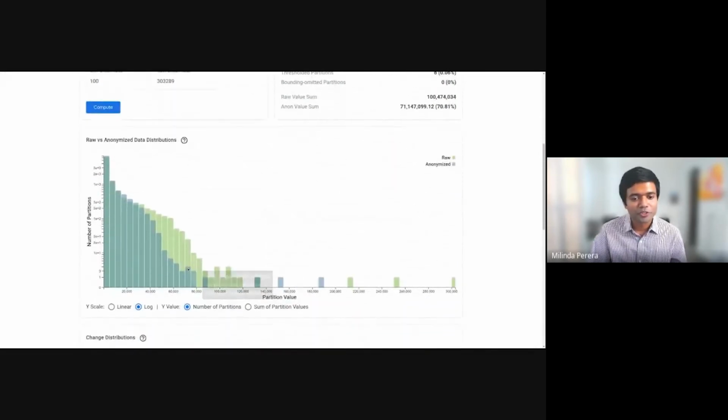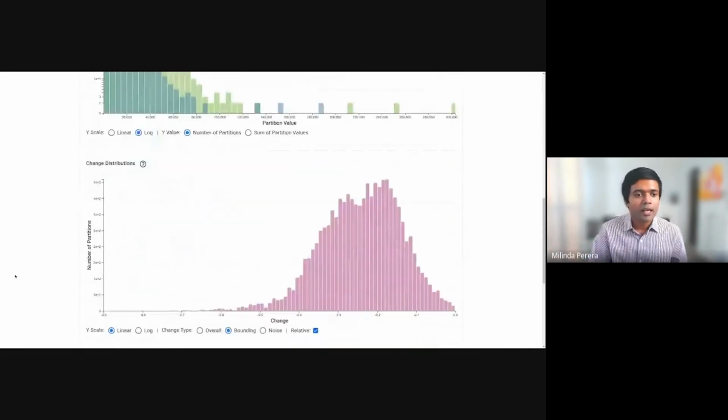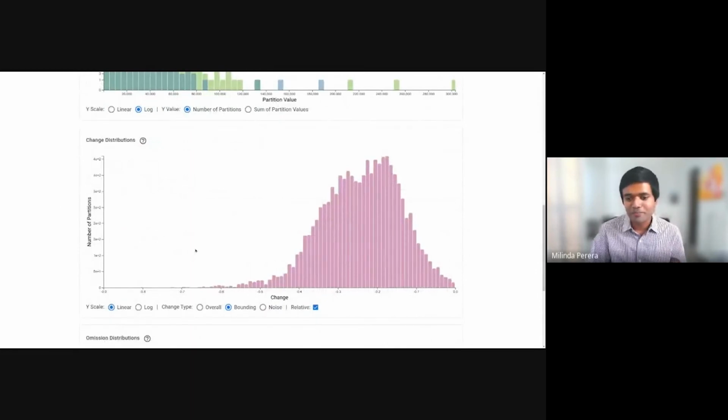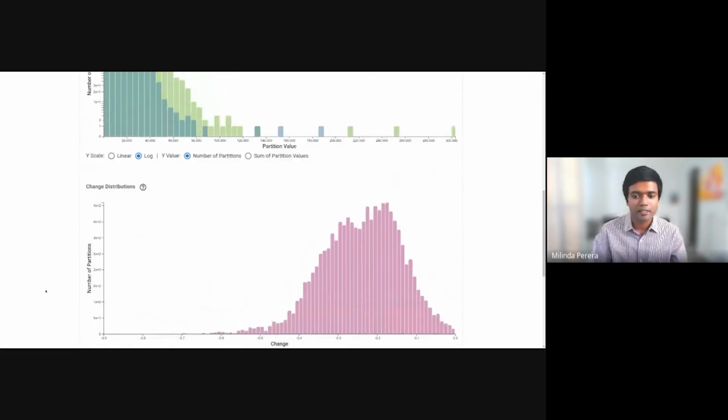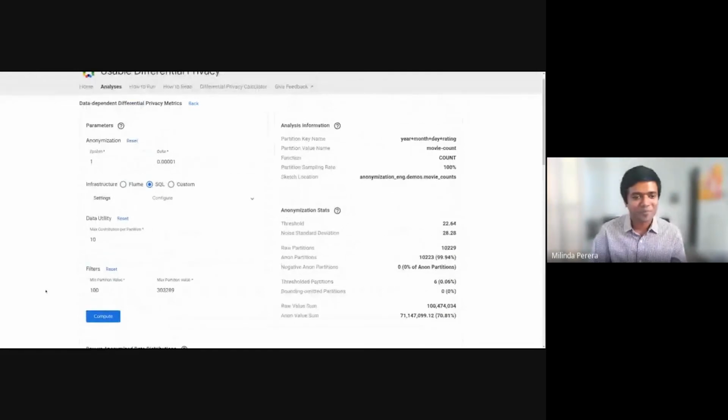If you look at the two distributions, now they look better. At 60, earlier, I was able to keep only one anonymized partition. Now I get to keep 4. This is again the log scale, but it's getting there. It's not quite as accurate as I'd like. If you look at the change distribution, before it was between 40% and 90%. Now it's, I would say, between 5% and 50%. So less change. Again, could be better. So as the next step, I would try 100 for the max contribution limit.